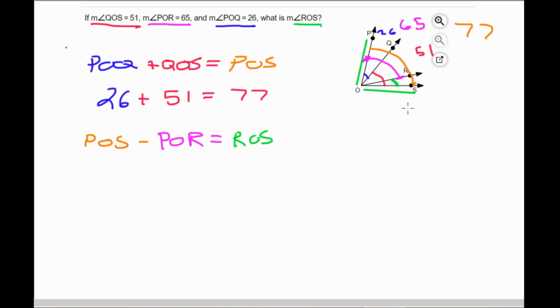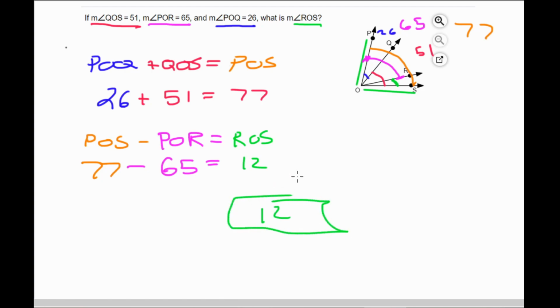So when I get this answer, I will have it. So POS is 77, and POR is 65. And whatever the difference between 77 and 65 is ROS's value. So ROS is 12. Now how do we check that?